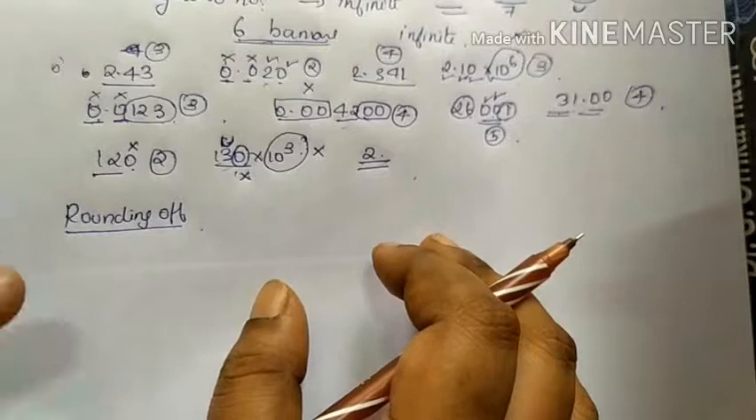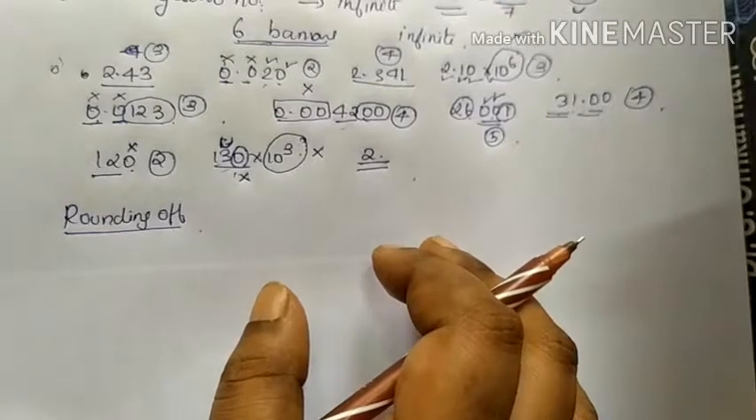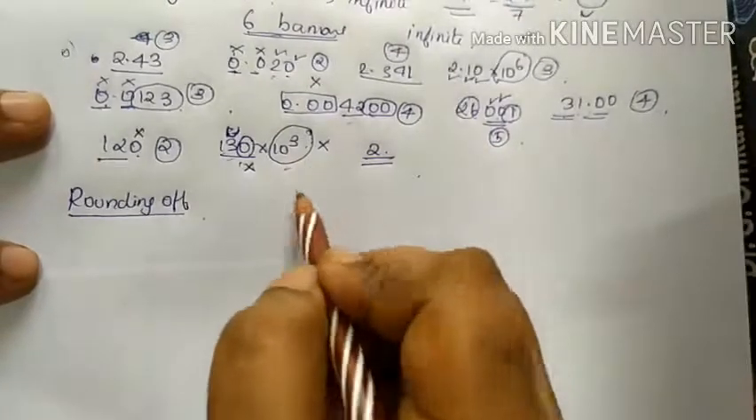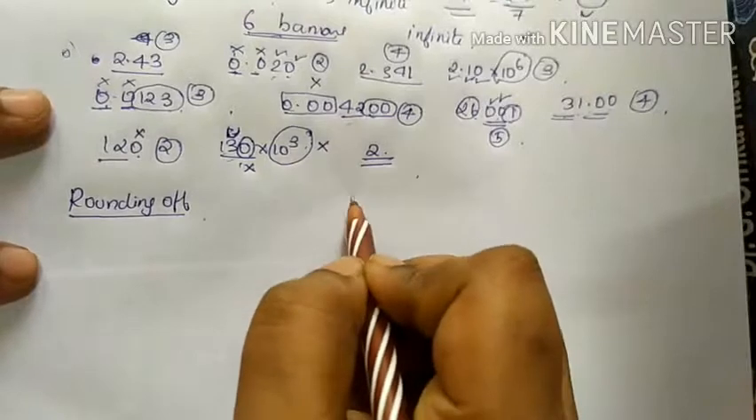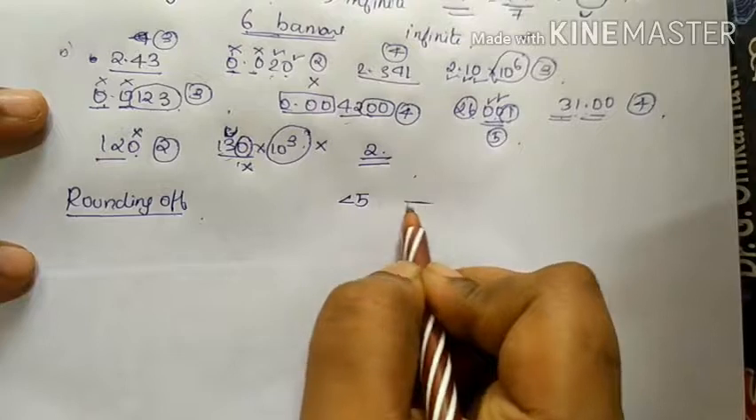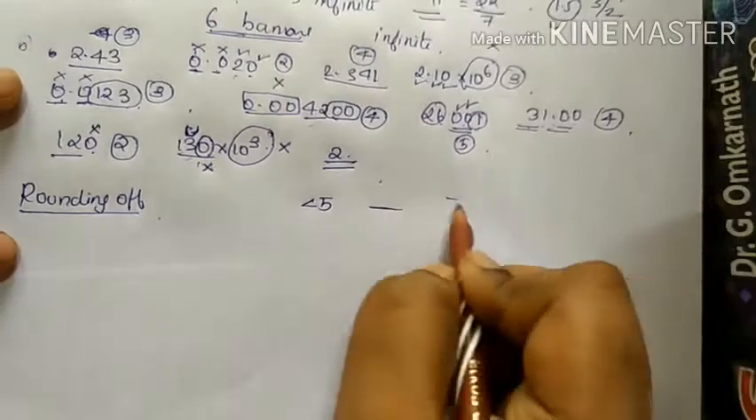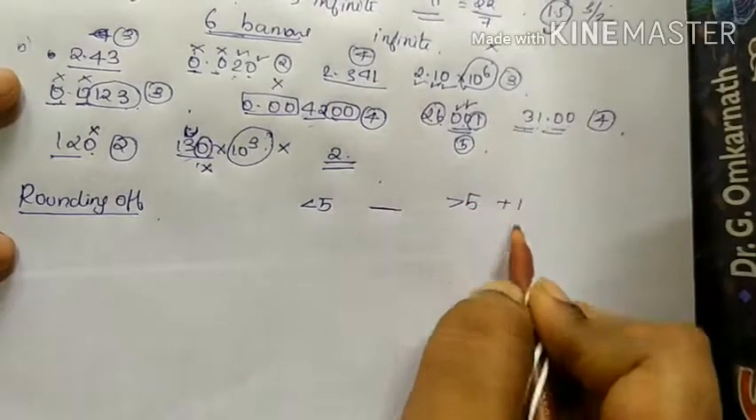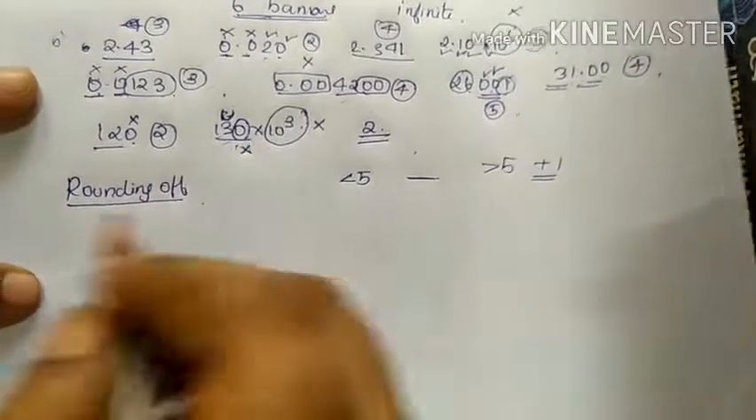You have to reduce them into 2 digits or 3 digits. So the first rule is, if you are having a number which is ending with a digit which is less than 5, then leave the number as it is. If it is greater than 5, add 1. I hope you understood. We'll do some questions, guys.